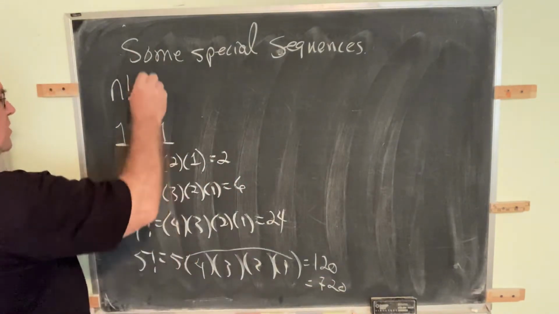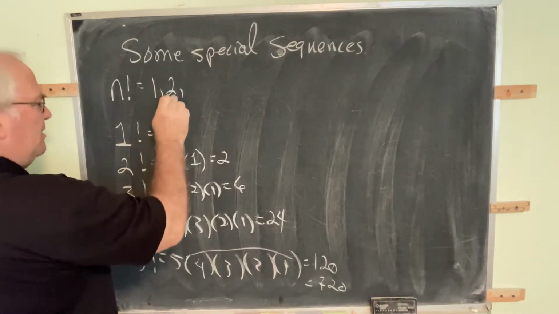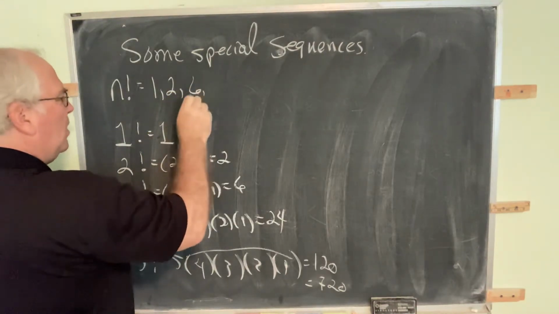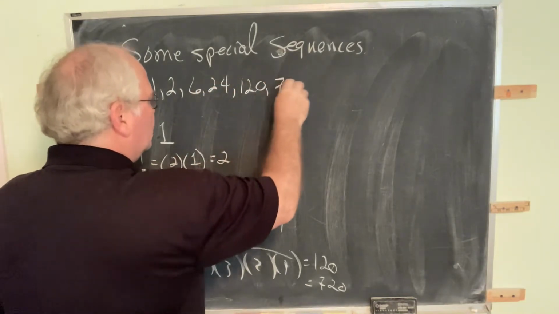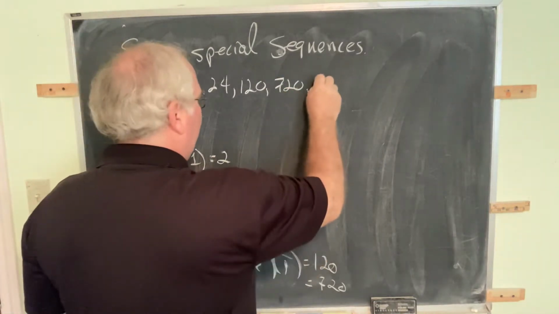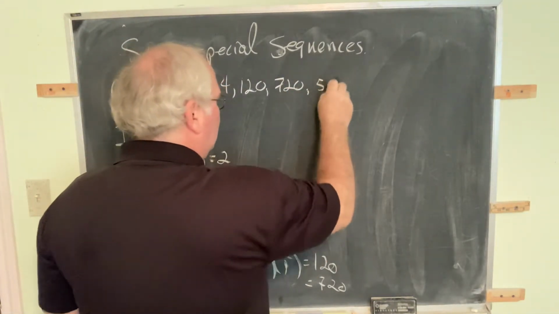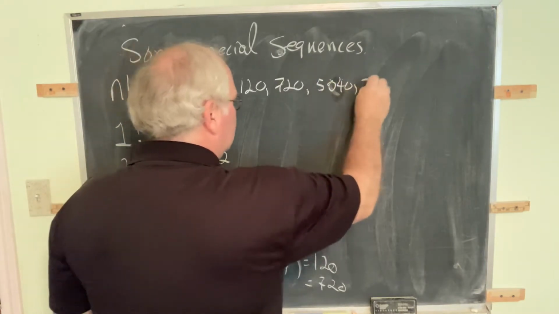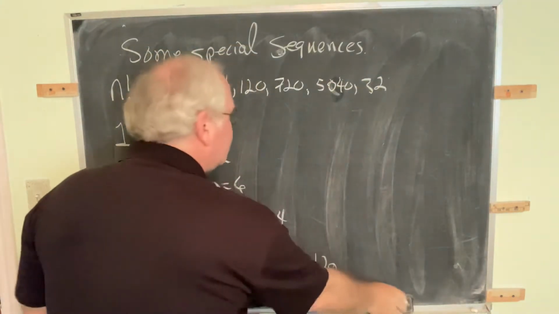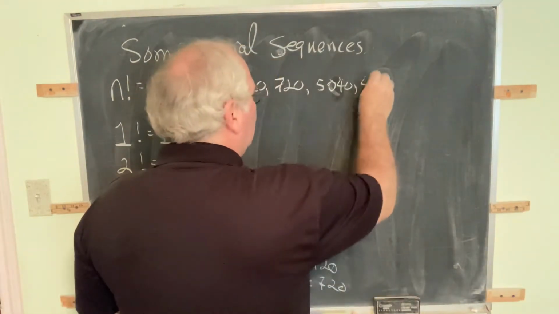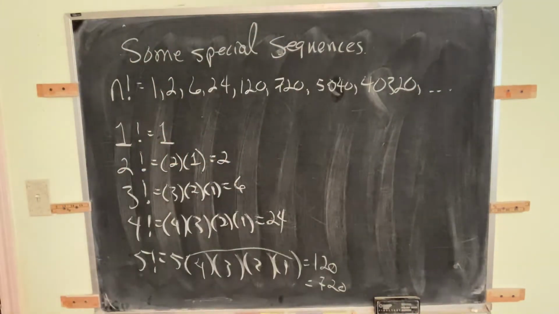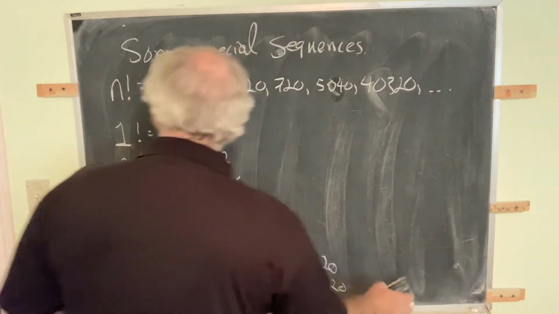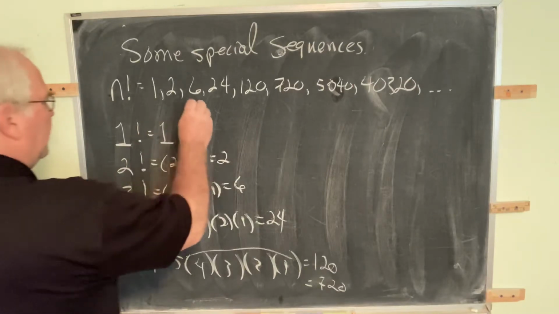So if we have 1 factorial, 2 factorial, multiply the previous number by 3 is 6, times 4 is 24, times 5 is 120, times 6 is 720, times 7 is 5,040, times 8 is 40,320, and those numbers just get gigantically huge as that goes on. But that's the special sequence that's called the factorial. The symbol is the exclamation point, factorial.